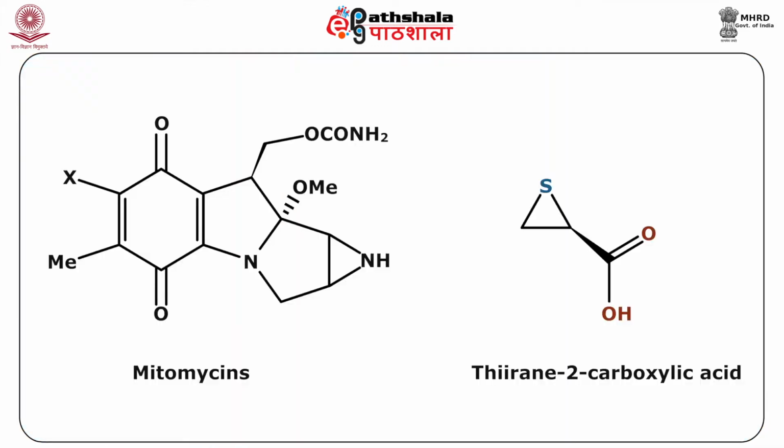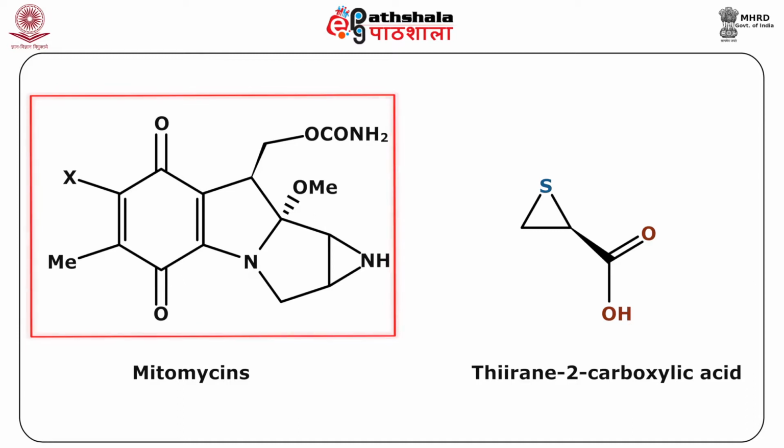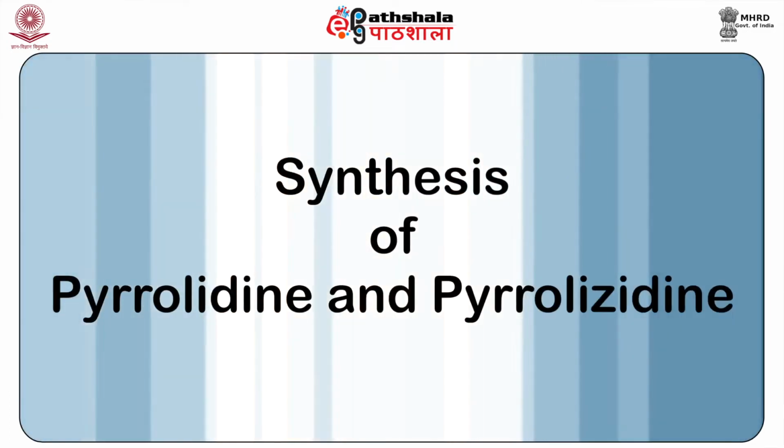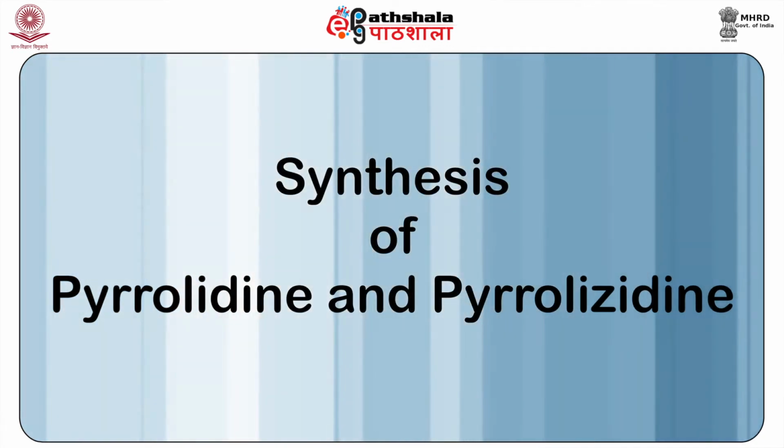Saturated heterocycles occur as components of natural products. For example, aziridine is found in mitomycin, anti-tumor agents from Streptomyces lavandulae, and azetidine 2-carboxylic acid is a plant product isolated from asparagus. Synthesis of pyrrolidine and pyrrolizidine.